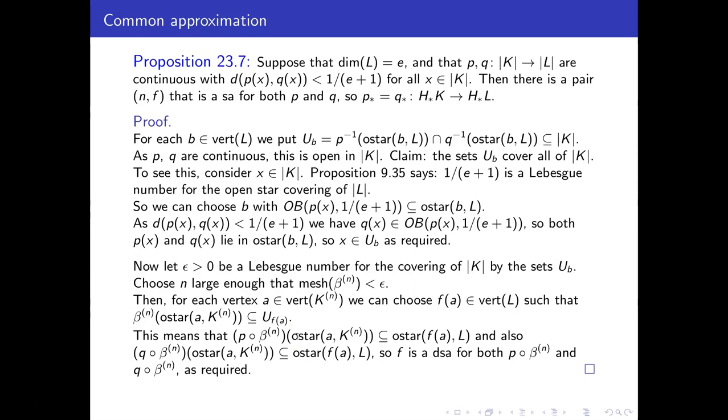that the pair n, f is an indirect simplicial approximation for both P and Q, and so we can use this pair n, f to calculate P star, and also use the same pair n, f to calculate Q star. So P star and Q star are the same, as claimed.